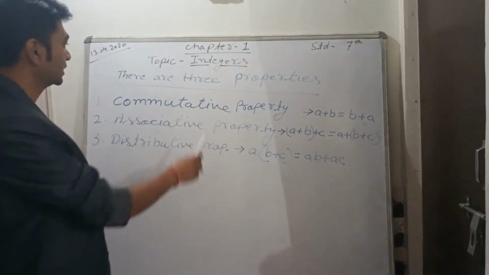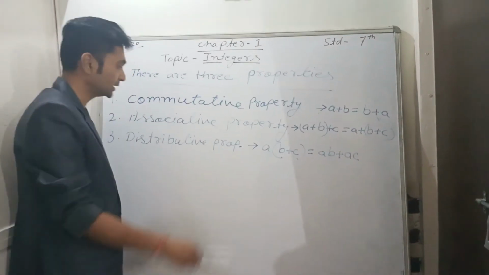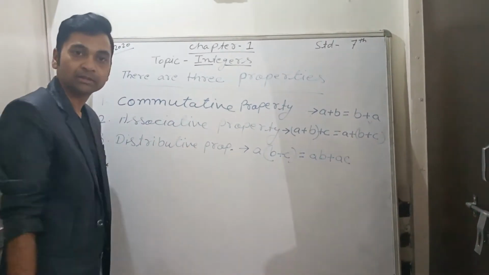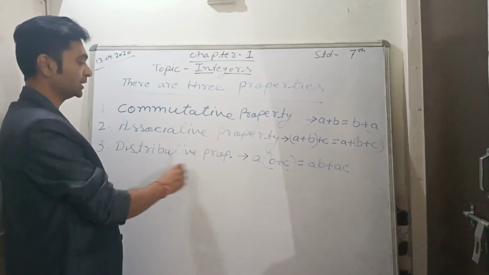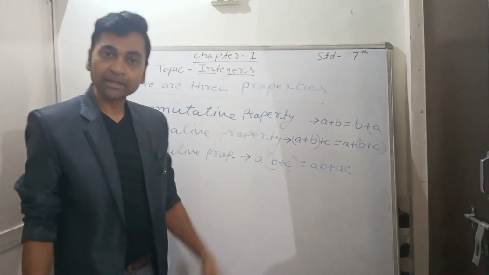Now the first property is the commutative property. The second property is the associative property. And the third property is the distributive property. So what is the commutative property?